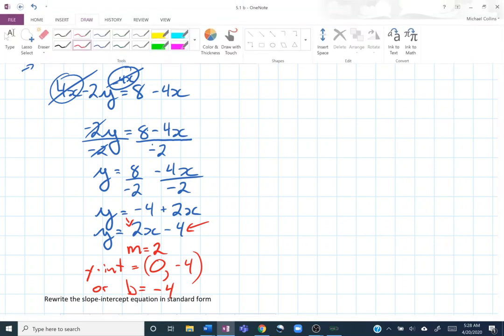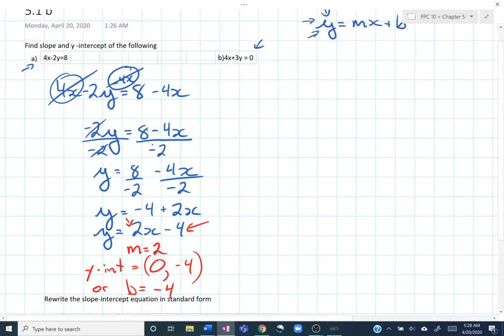I'm going to go back to blue, and we're going to take a look at this second example. I've got 4x plus 3y is equal to 0. Now would be a phenomenal time to get a piece of paper and a pencil, pause your video, and try this one all by yourself. And then once you're done, come back and watch this video and see if we ended up with the same answer.